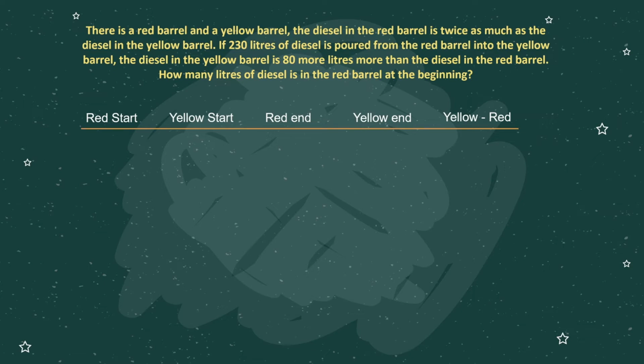There's no clear information that gives us a range in this case for our guesses, but we know from the 230-liter diesel transfer that the red barrel should have quite a bit more than 230 liters. So let's start with something bigger and a number that is nice to work with, say 500. Then, since the red barrel is twice the yellow barrel at the start, we know that the yellow barrel is 250.